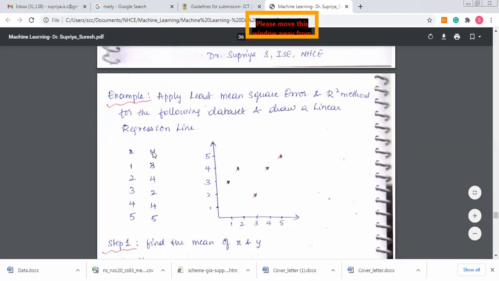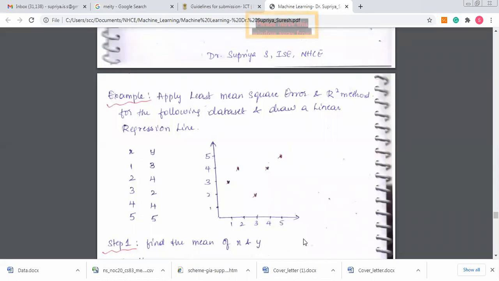I want you to note down this table, X and Y values, that is 1 and 3, 2 and 4, 3 and 2, 4 and 4, 5 and 5, and plot these values in the two-dimensional coordinate space. You guys are done? Yes, ma'am. So step 1, what do we do normally when I get these data points?